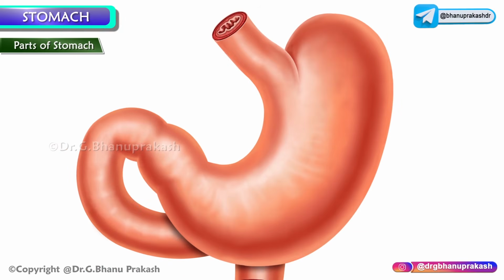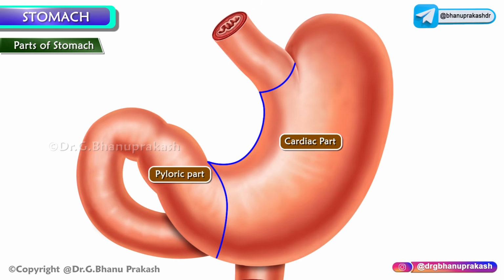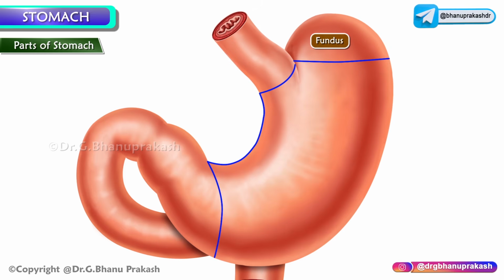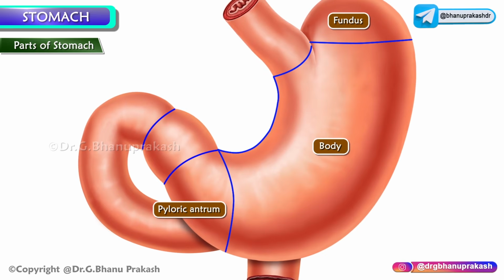And next is the parts of the stomach. So here the stomach is divided into 2 parts by a line drawn downwards and to the left from the cardiac end to the angular notch, and the line is extended further to the greater curvature. So the larger part is known as cardiac part and the smaller part is known as pyloric part. So here the larger cardiac part of the stomach is subdivided into fundus and body, and the smaller pyloric part is subdivided into pyloric antrum and the pyloric canal.